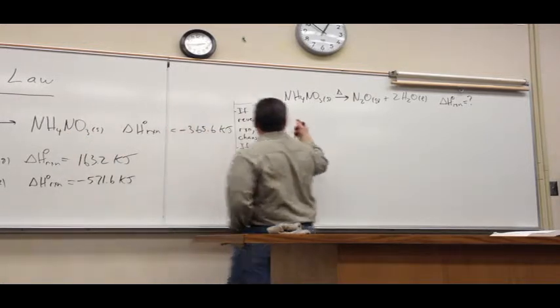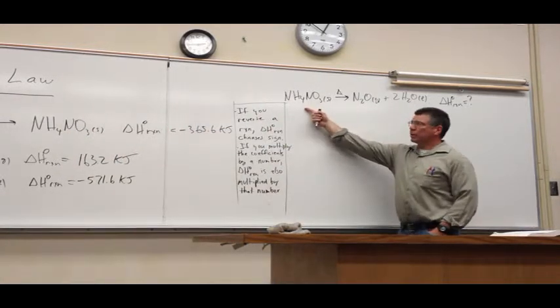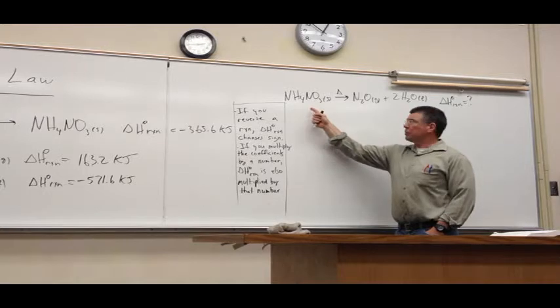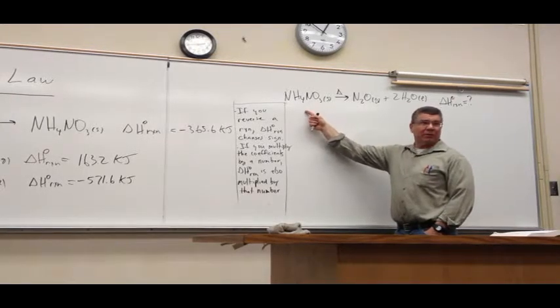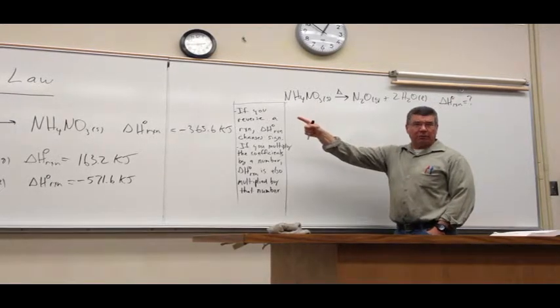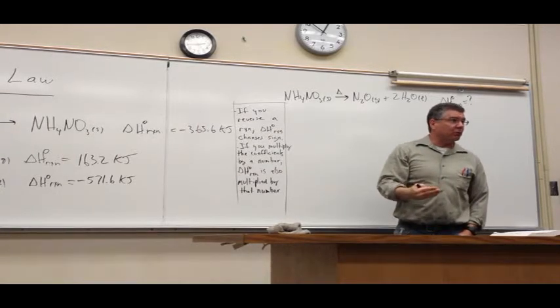Where do I have ammonium nitrate over here, and how many? Well, I've got one, just like there. But here, the ammonium nitrate is on the reactant side. Over there, it's on the product side. So what I want to do is reverse the equation, right?